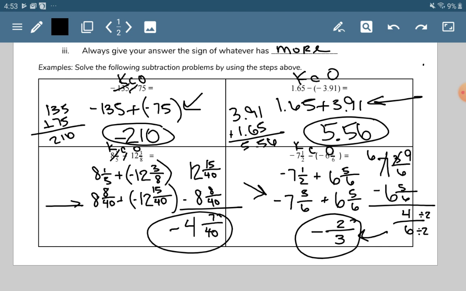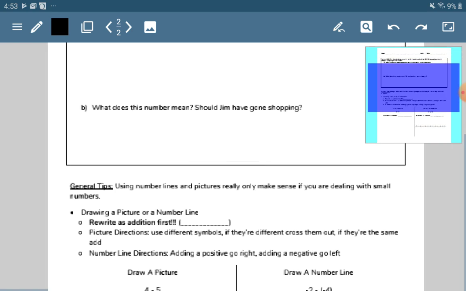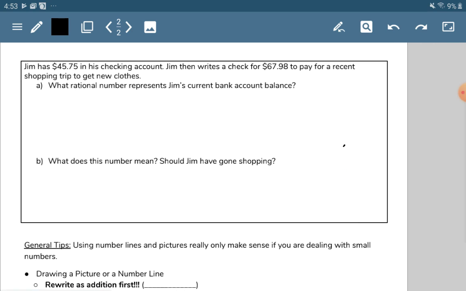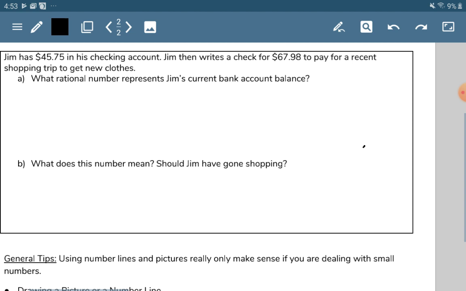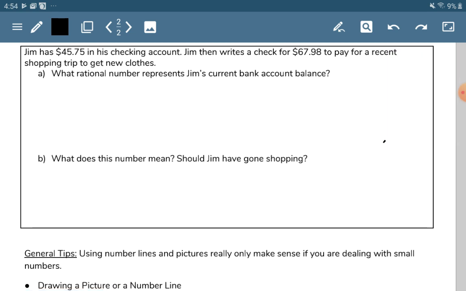Flipping to the back, we just have a couple more things to go over. It shouldn't take long. We are going to practice one word problem and then a little bit with drawing and number lines. So this word problem, it says Jim has $45.75 in his checking account. Jim then writes a check for $67.98 to pay for a recent shopping trip to get new clothes. Part A wants us to find the rational number that represents Jim's current bank account balance.